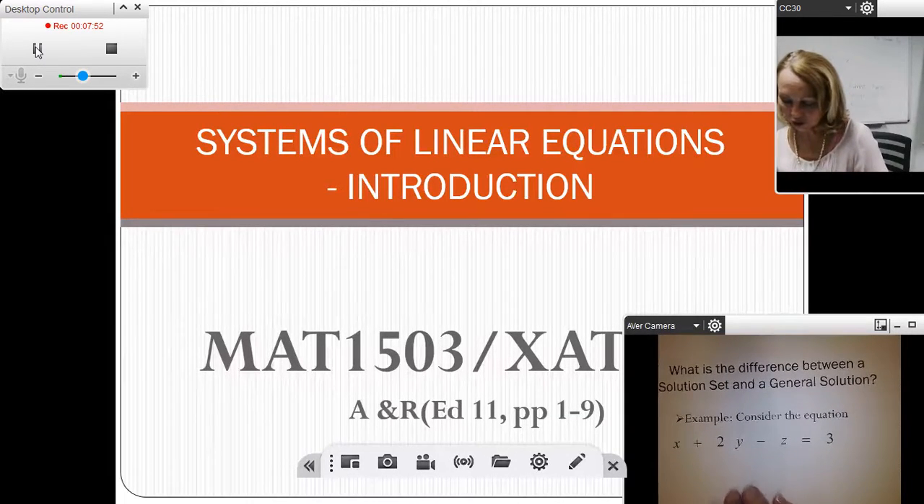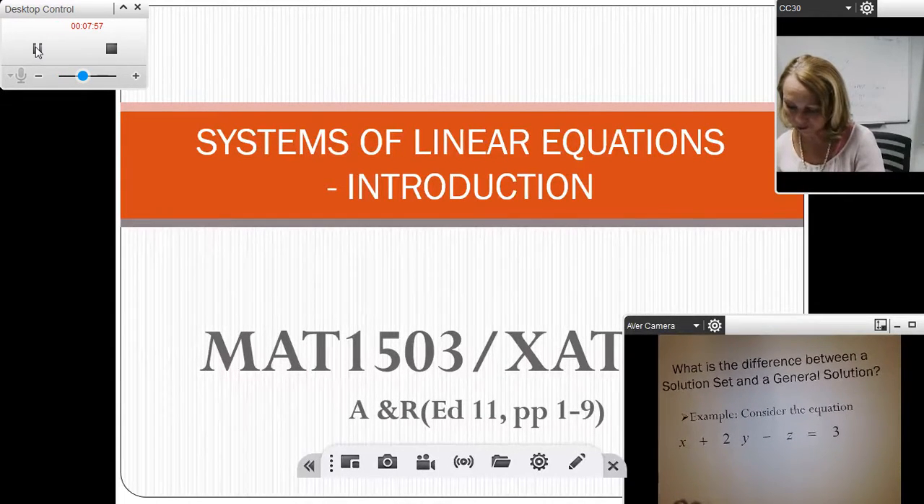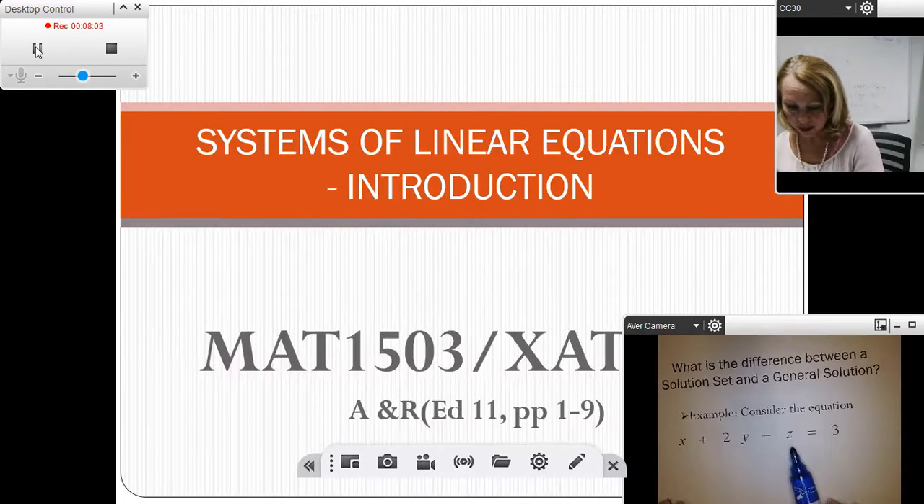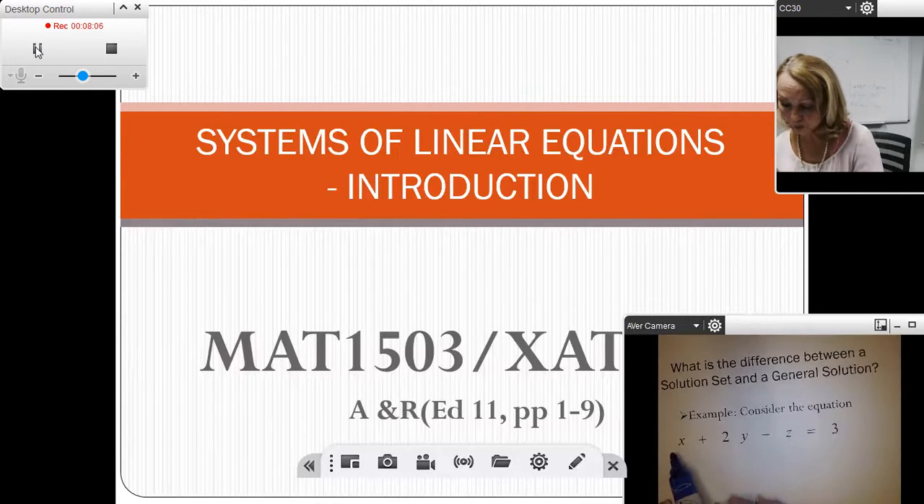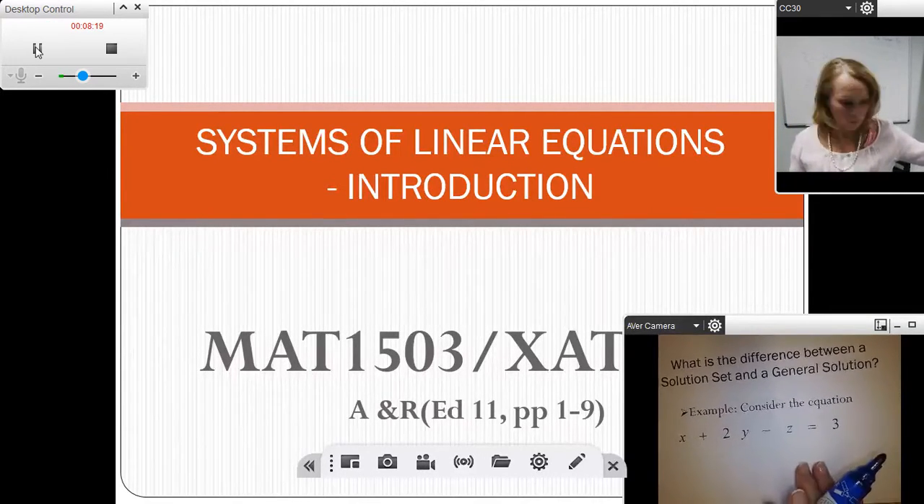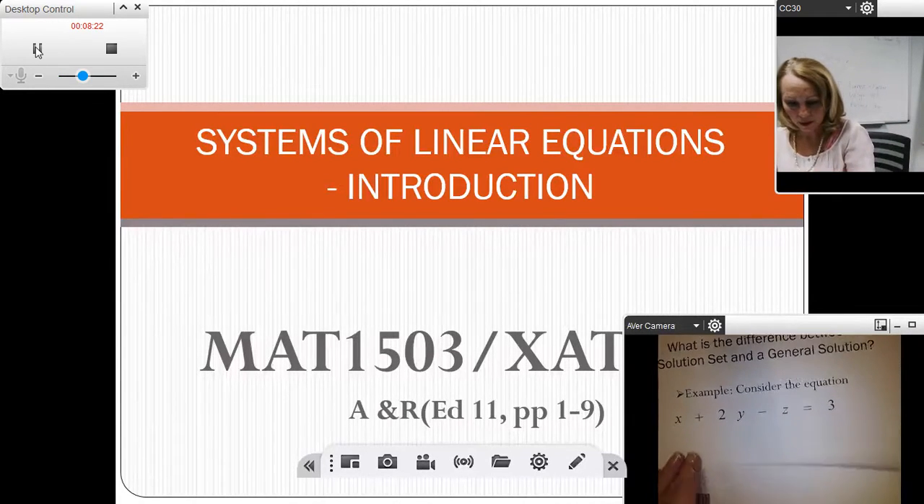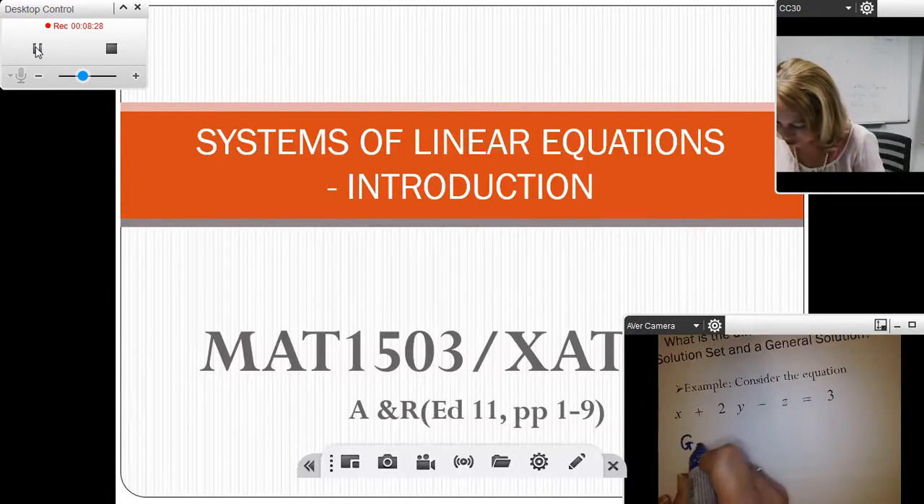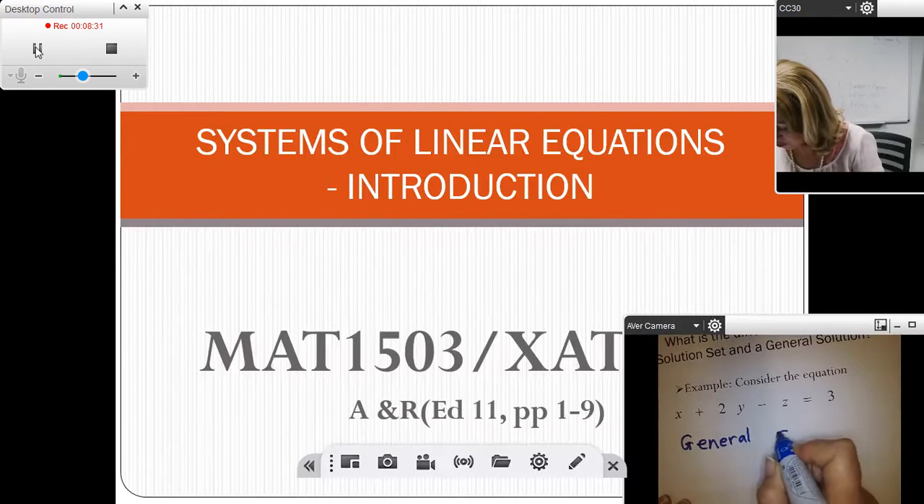So let's, for example, take the equation x plus 2y minus z equals 3. Well, first of all, can you see that this is a linear equation and it is an equation with 3 variables? In other words, we expect our solution to be an element of R3 with 3 variables. So when we solve this equation, let's start off by looking at the general solution first.